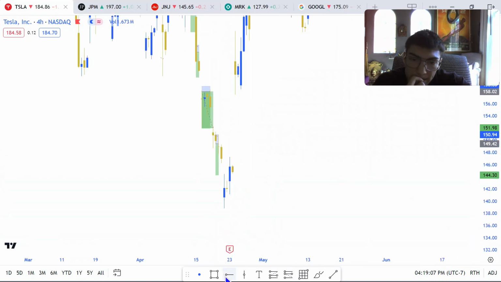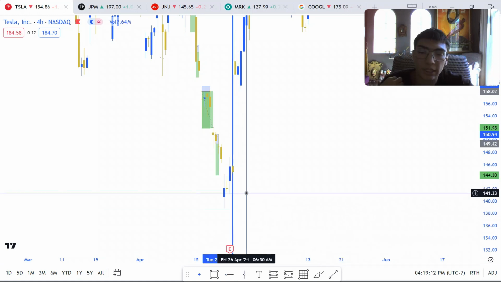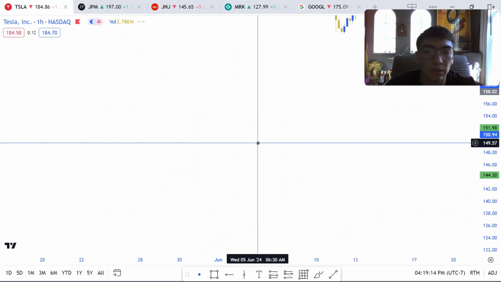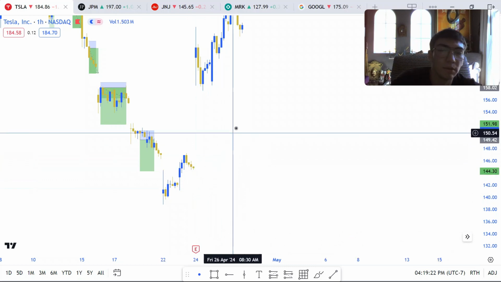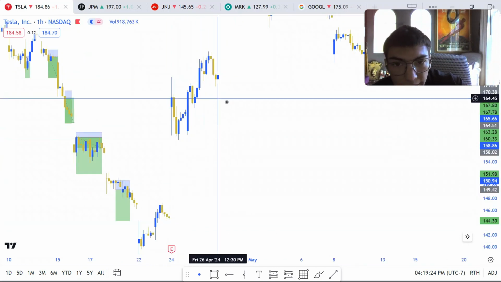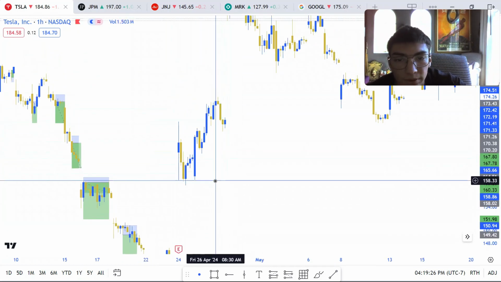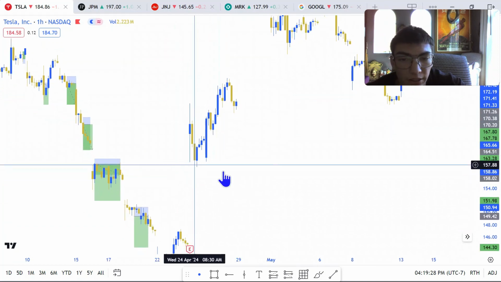Okay, guess what? 4 hour breaker structure to the upside. Now we are confirmed bullish. We go into the 1 hour. So now we're looking for longs. Boom, earnings came out. It gapped up. Now you could have gotten into this gap.